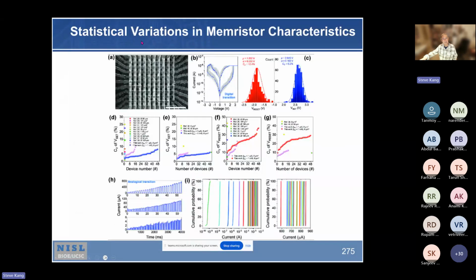This shows a statistical variation in memristor characteristics. You have an array of memristors, a crossbar array. You have a measurement, but there is a variation. See, it's not a single line. And this is the statistical distribution here. So you need to be aware of variations, and that's a practical reality. But you will see in this lecture also some techniques to overcome and mitigate such variations.